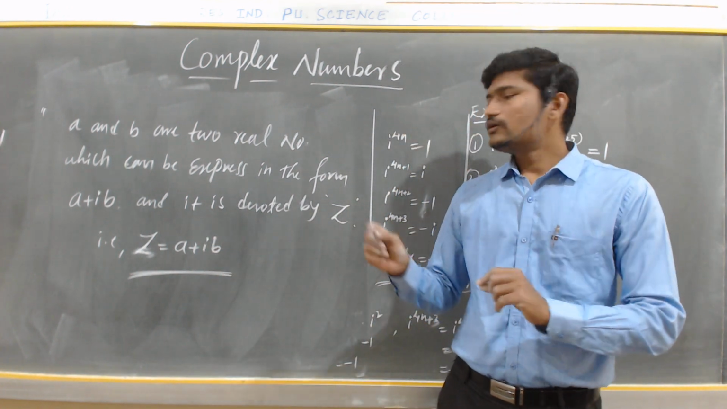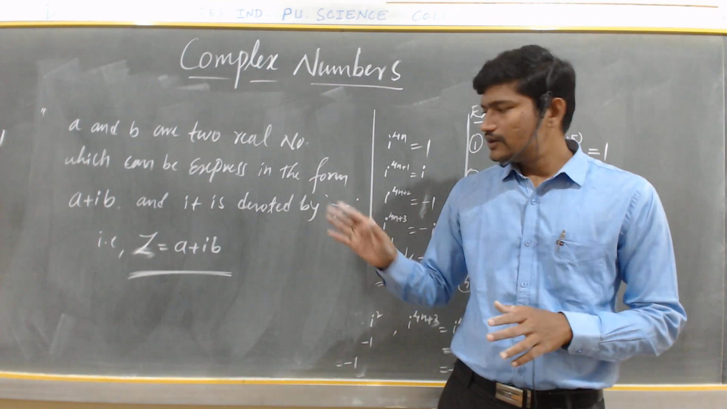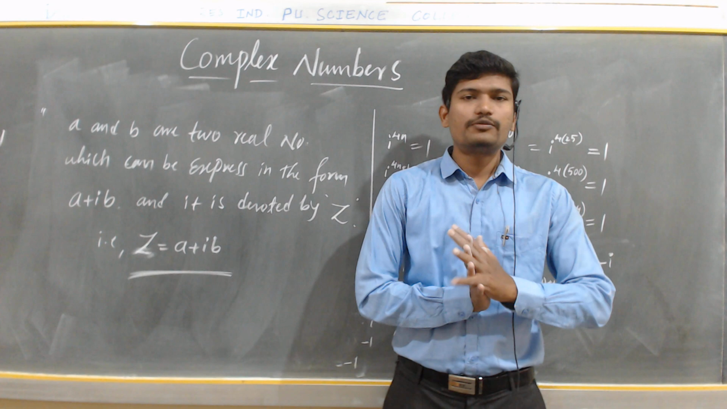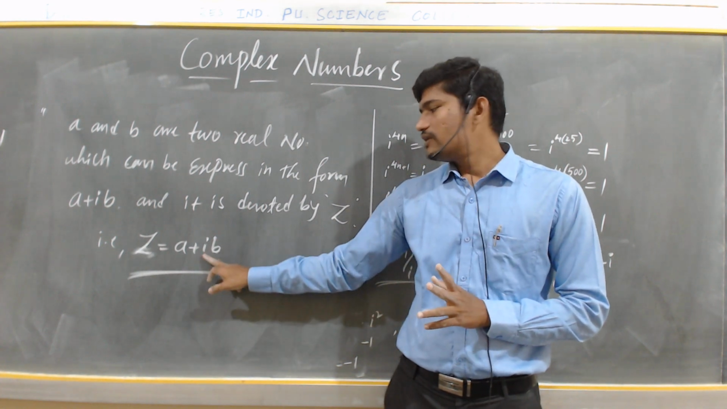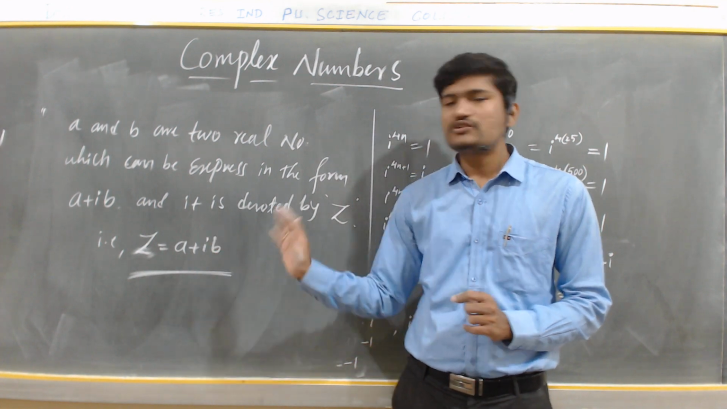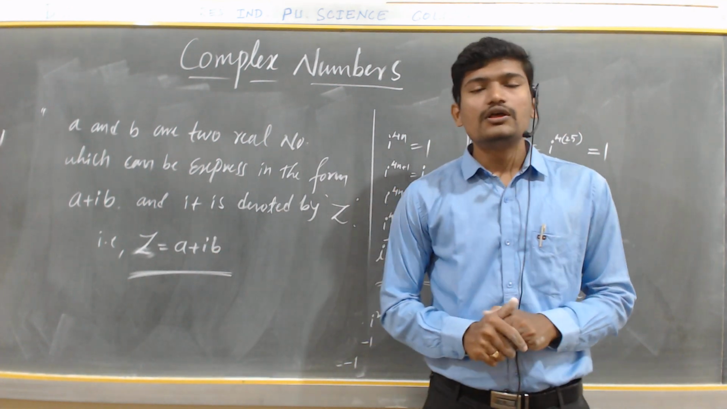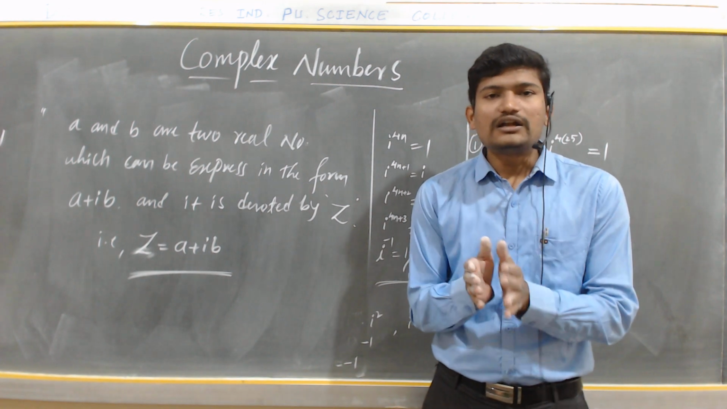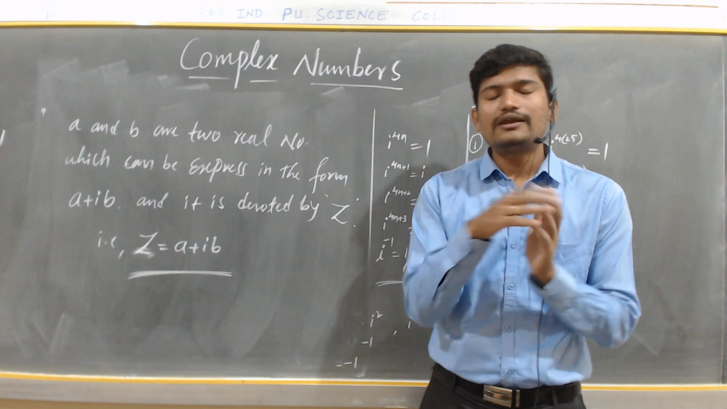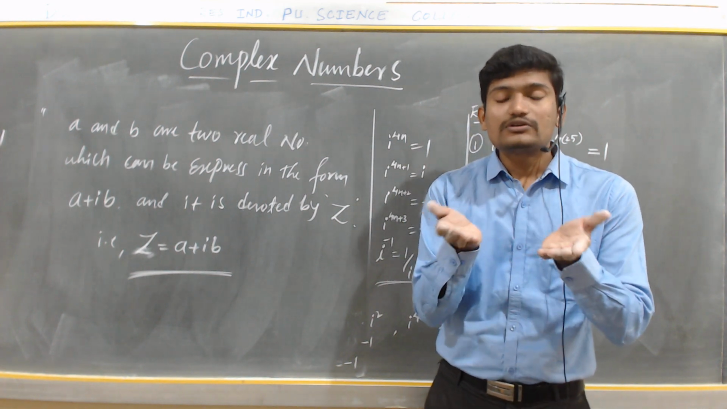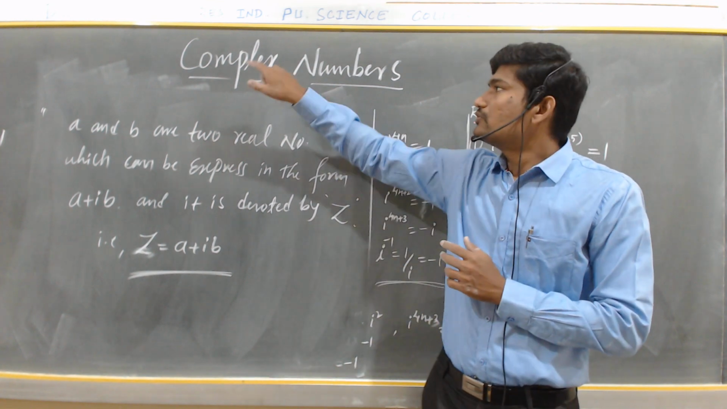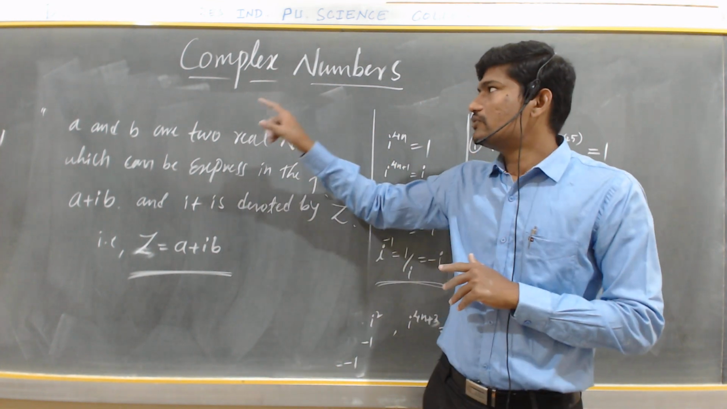Here a and b are real numbers only, but here two parts are there. So a is the real part, and ib we call the imaginary part, because i is there. In a complex number it contains a real number and an imaginary number. So for the combination of both real and imaginary, we call it a complex number.